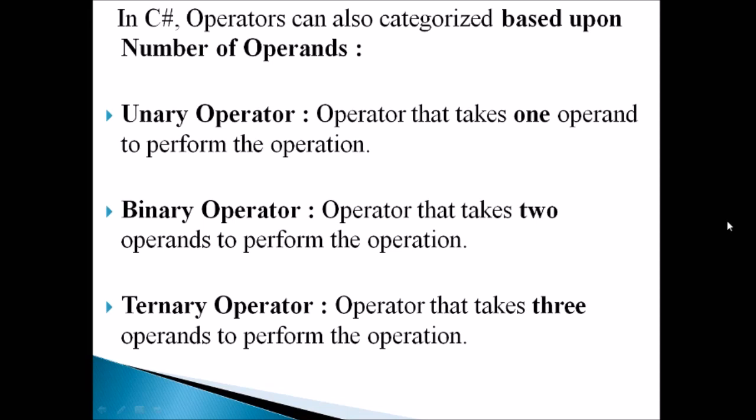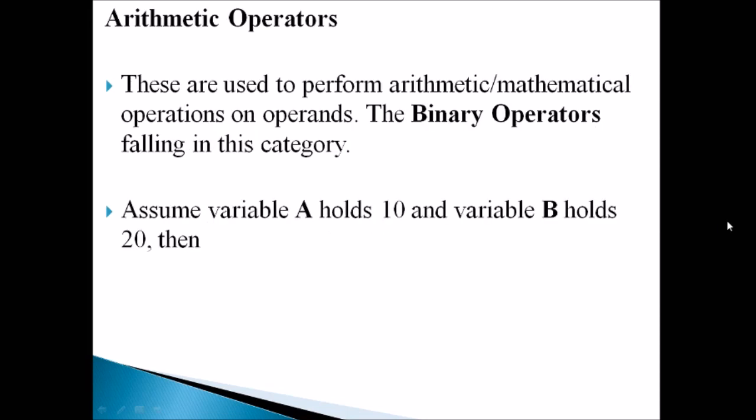Let us see the types of operators one by one in brief. The first one, arithmetic operators. If anyone wants to perform arithmetic or mathematical operations, then they can use the arithmetic operators. These operators perform either arithmetic or mathematical operations on operands. We saw some classifications based on the number of operands. In that, the first one is called binary operators. Arithmetic operators fall in this category, that is, arithmetic operators are binary operators.